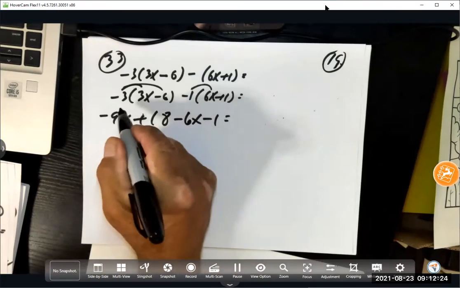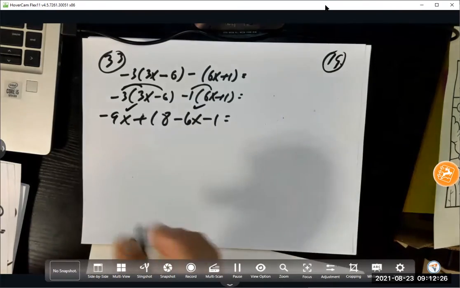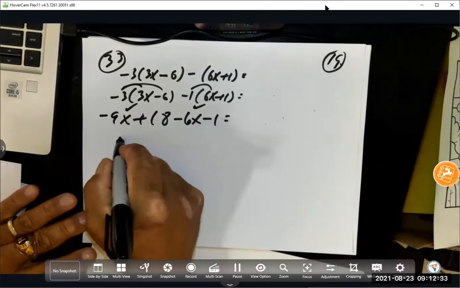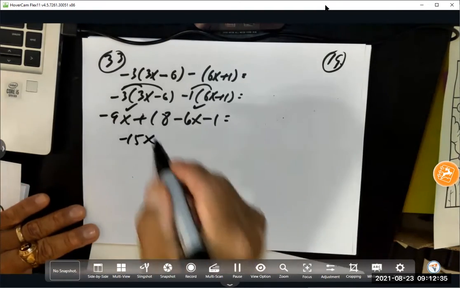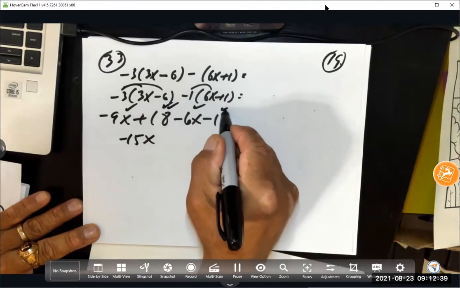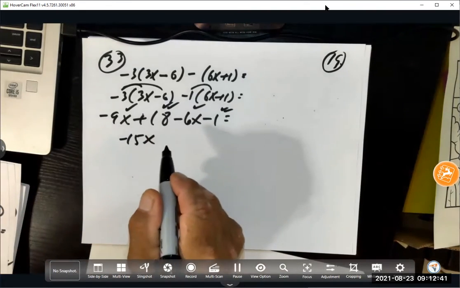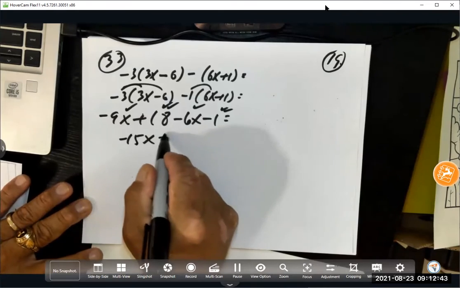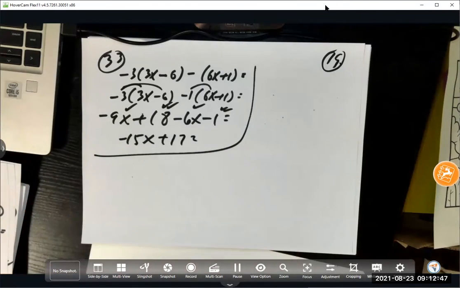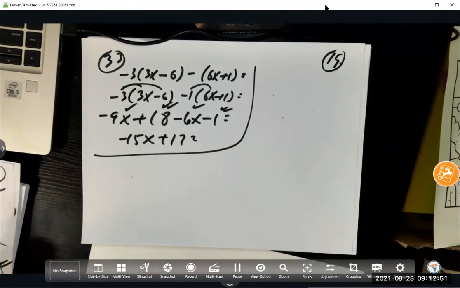Okay. So if I put this one and this one together, what is that? 15. And if I put 18 and a negative 1, how much is that? Positive 17. Yep, then that's it. Leave it like that. Okay. Is that okay for number 33? Yes. Okay, I'll go to the next one then.